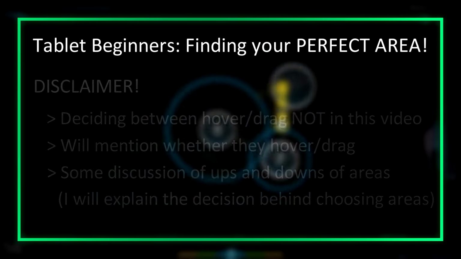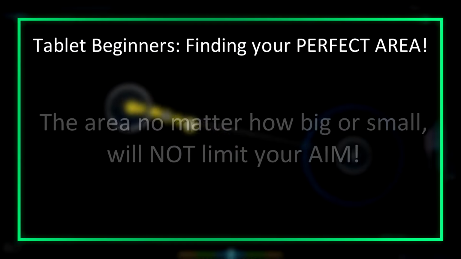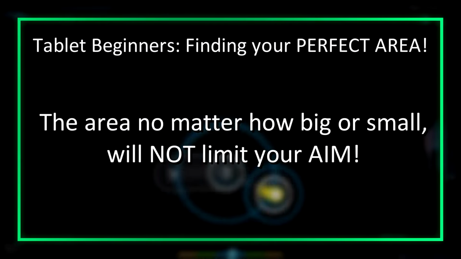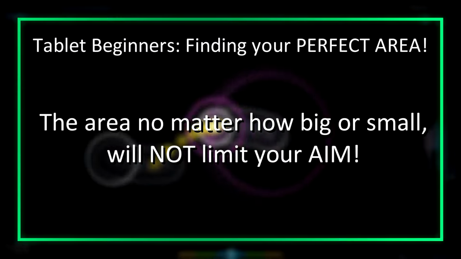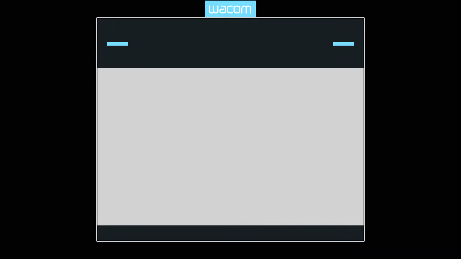I want to again iterate that the area you choose has to be based on your comfort. The area, no matter how big or small, will not limit your aim. Enough talking, let's get straight into it. Area is entirely preference. Realistically, you should not be ashamed of what area you use if you find it to be the most comfortable. Here we have a CTH480, except it's not a CTH480, it's a drawing of a CTH480.